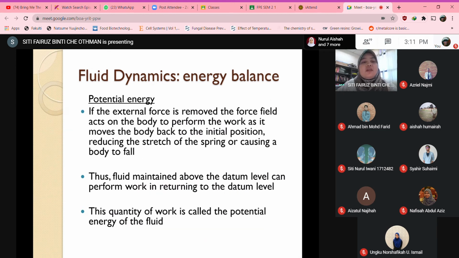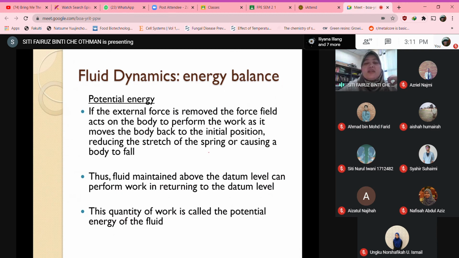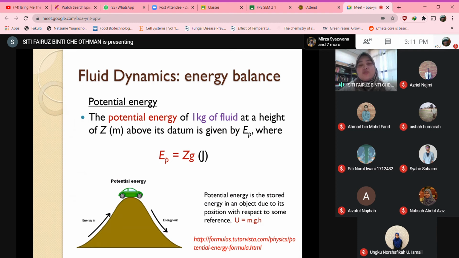Alright, if the external force is removed, this particular spring will go back into its original form. Meaning it will retain its original potential energy. All this is high school physics, so you can read it later. This is an example of potential energy.